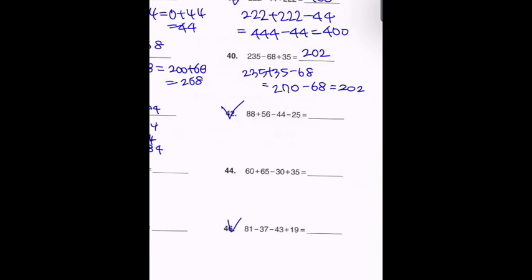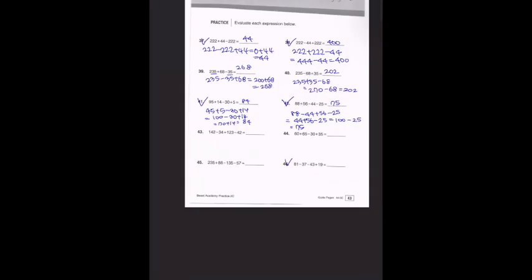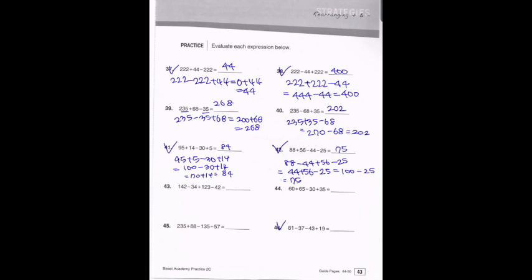Now we'll take a look at 42. So we have 88 minus 44 plus 56 minus 25. And so notice that all the signs are correct. So we have 44 plus 56 minus 25. That's going to be 100 minus 25. And so that is going to be 75. Now I'll give you guys about 3 minutes to solve both problems 43 and 44.